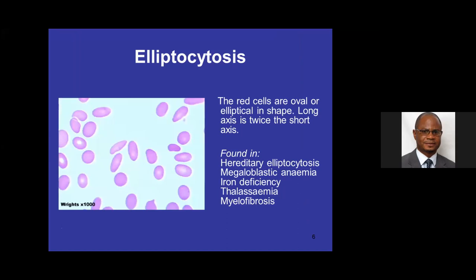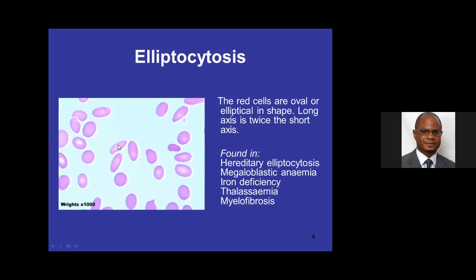Then we have elliptocytosis. The cells are elliptical. They are oval or elliptical in shape. The long axis is twice the short axis. This is the long axis and is twice as long as the short axis. This here as compared to that. So the long axis is twice the size of the short axis.